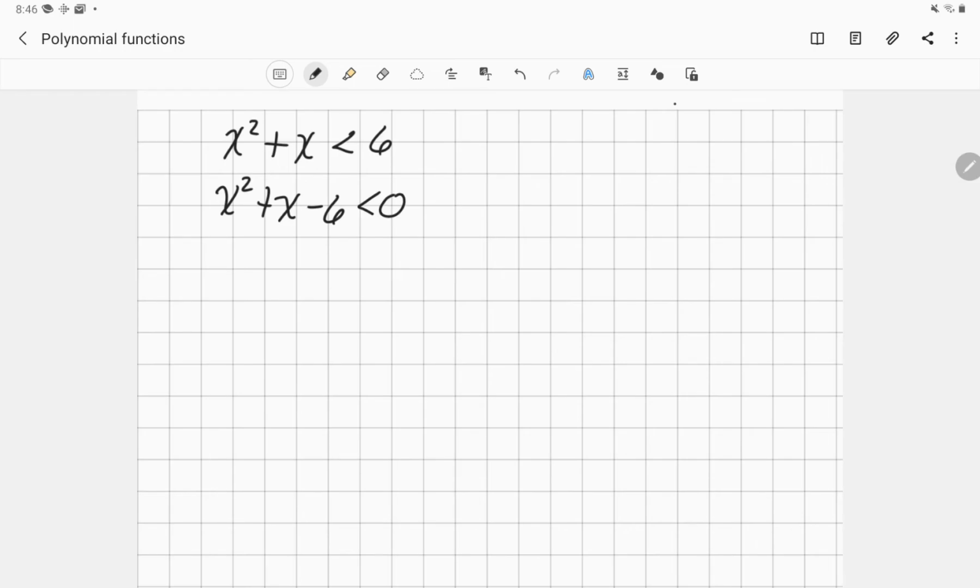Now, there's a couple of options open to you. However, one of them I would not choose. Because if you look in the textbook on page 279, solution 2 is to solve it graphically. So basically, draw the graph and figure out where is the graph less than 0, meaning below the x-axis.